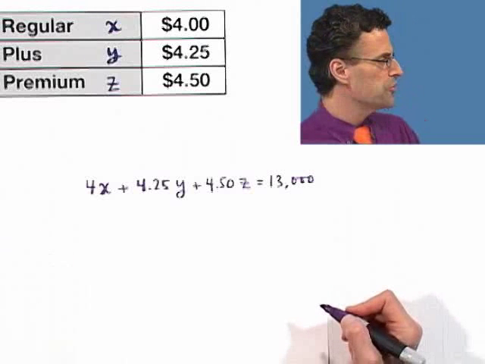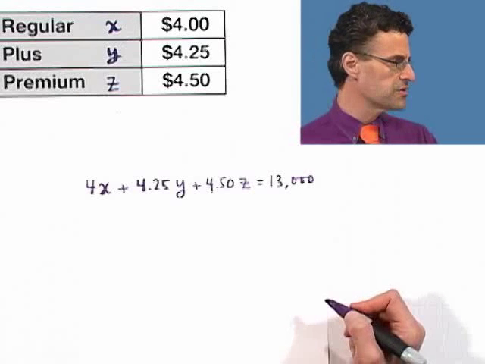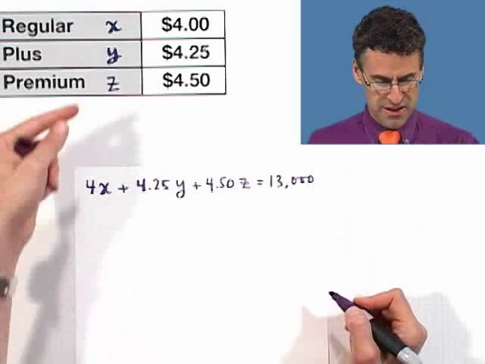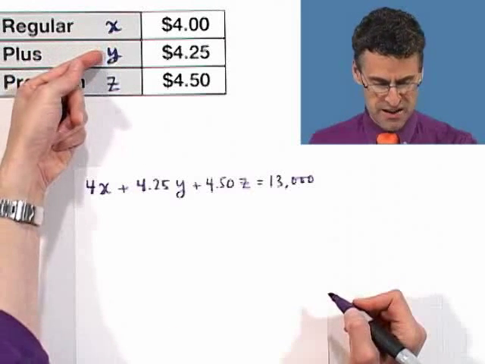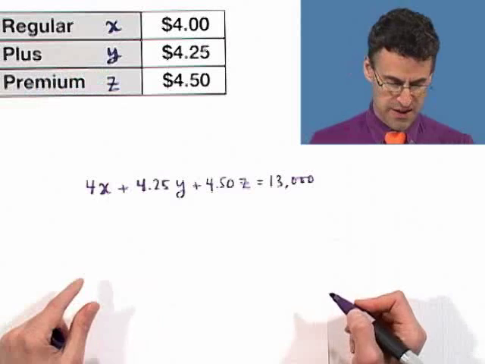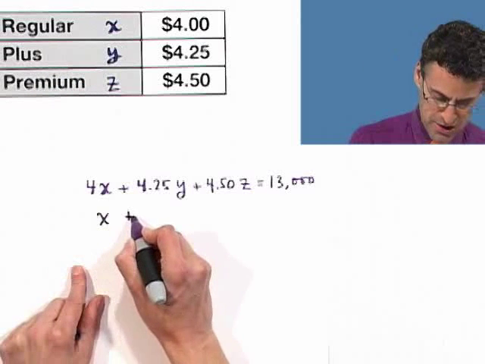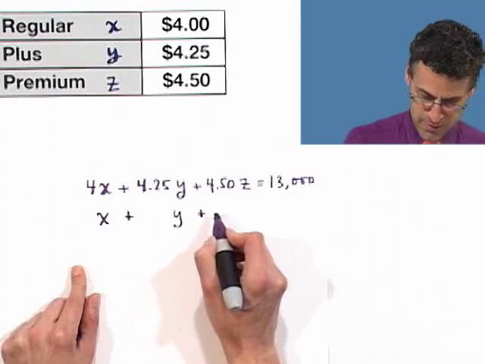Cool. We're also told that the total number of gallons sold was 3,000. That means if I take this number of gallons plus that number of gallons plus that number of gallons, that equals 3,000. So there's another equation in three unknowns. Do you see where we're building?